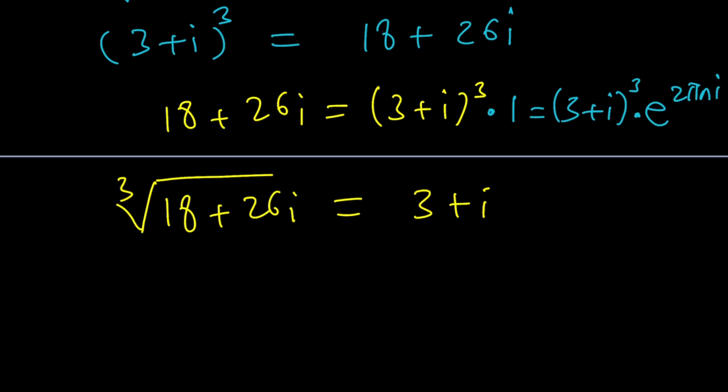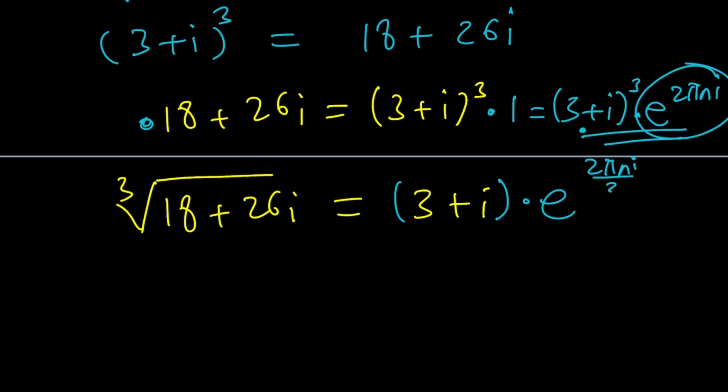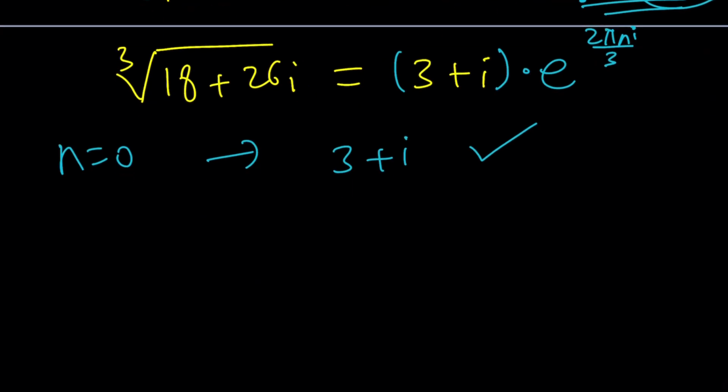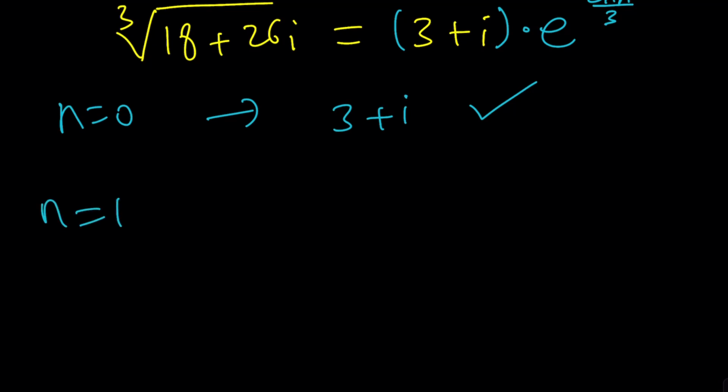So now, look at this. This is the cube of a number. If you go ahead and cube root both sides, like here and here, you're going to get this, multiplied by the cube root of this, which is e to the power 2 pi n i divided by 3. Very easy. In exponential form, you just divide the exponent by 3. Awesome. Now, n equals 0, obviously, is going to give us 3 plus i. We already know that, right? Come on. But n equals 1 is going to give us something different.